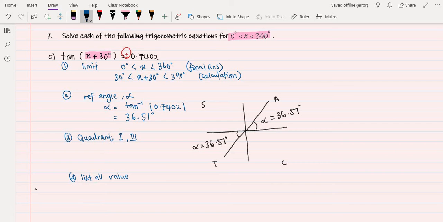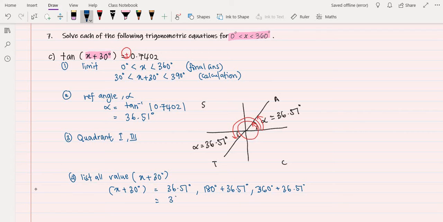So the last step is for us to list all the values that are possible for our x plus 30 degrees. Take note, we start by listing x plus 30 degrees: the first angle in the first quadrant, which is 36.51 degrees, and then the second angle in the third quadrant, 180 degrees plus 36.51 degrees, our reference angle. Then we can rotate for another angle in the first quadrant. Let's just list it first: 360 degrees plus 36.51 degrees.